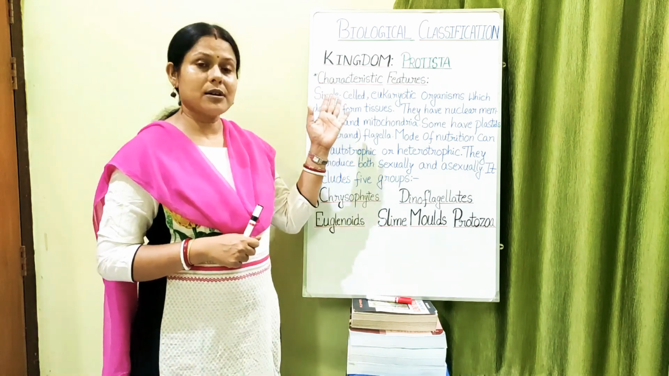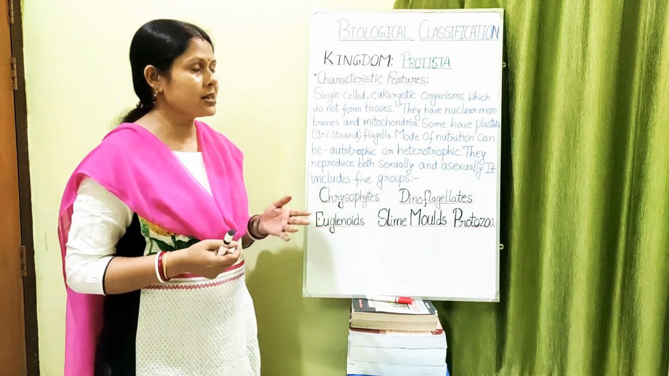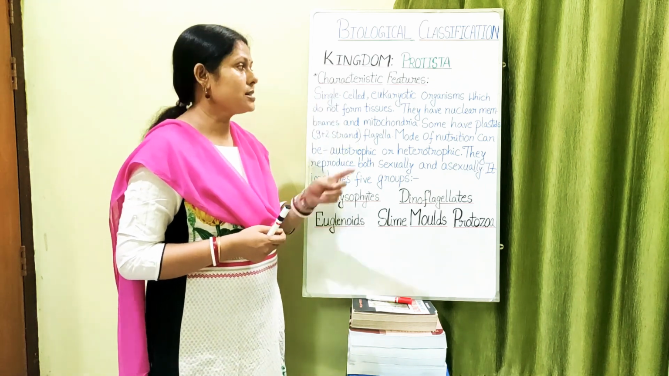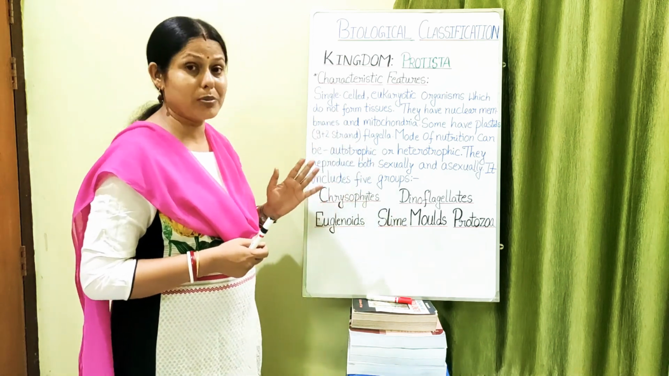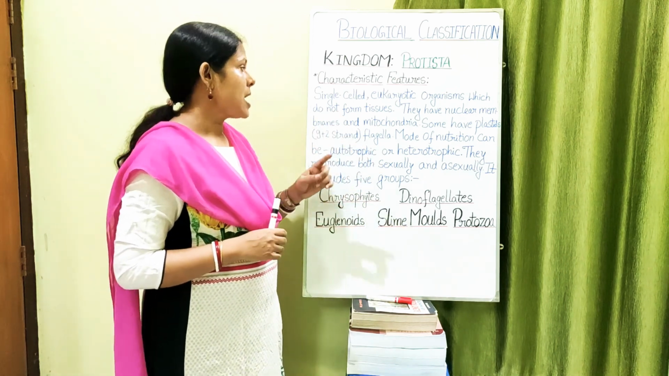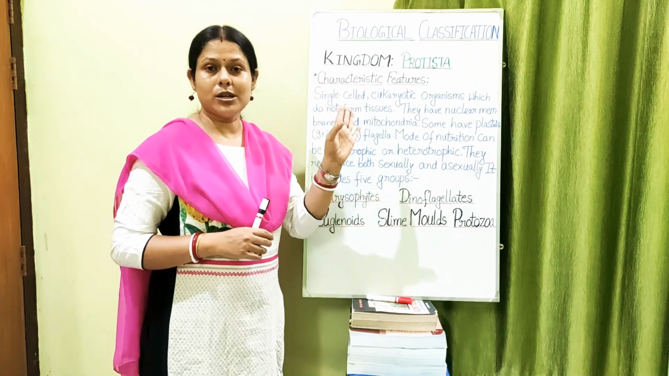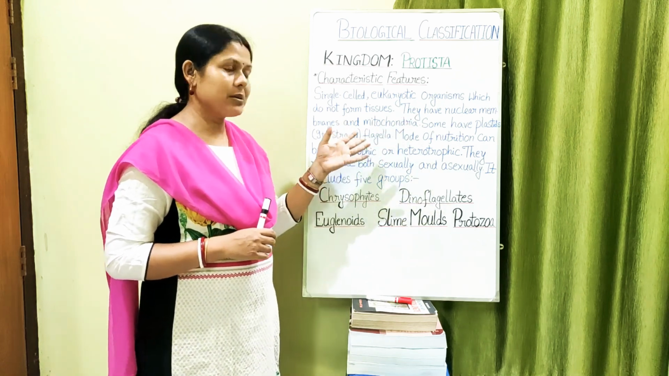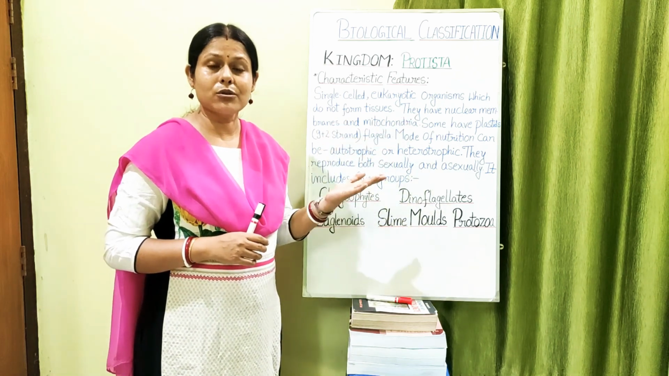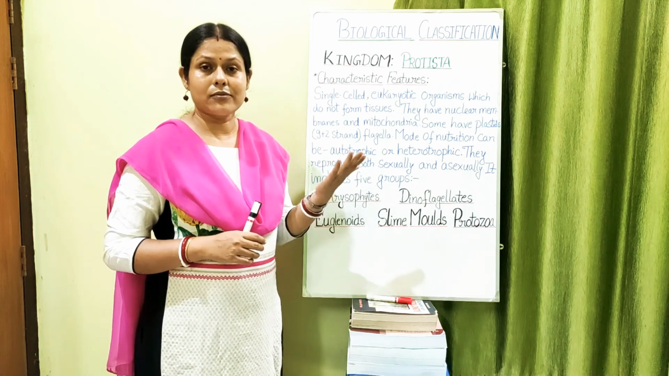So let us at first see the characteristic features of these organisms. As I have just said, these are single-celled, eukaryotic organisms, that means they have a nucleus bounded by the nuclear membrane, and they do not form any tissue level organization. So the body is very simplified. They have a nuclear membrane and mitochondria. Not only mitochondria, they have other well developed organelles also. Like I told you, they have ribosomes.